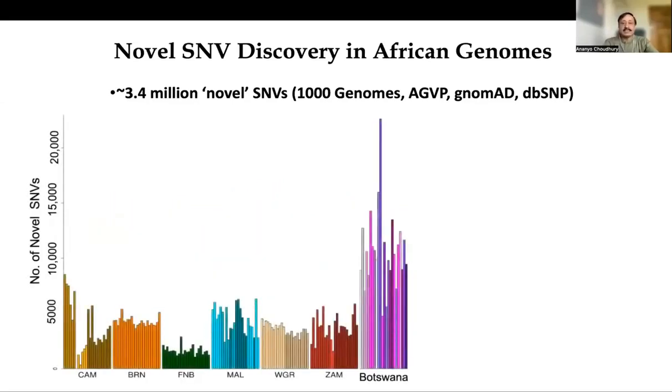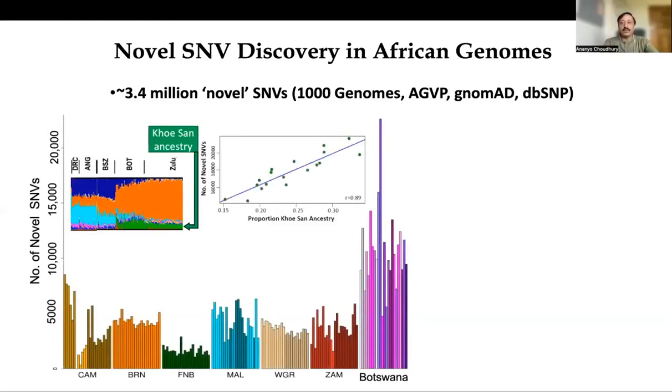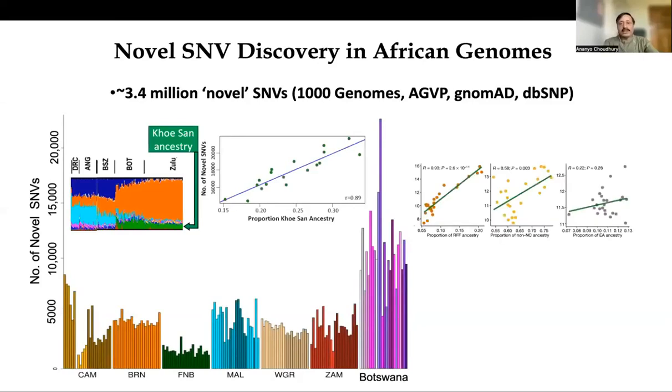And Southern African admixture plots show Botswana to have significant Khoisan ancestry, which is shown in the green component. And we also found a strong correlation between the proportion of Khoisan ancestry and the number of novel variants detected in an individual. We would also find examples of such correlations for other ancestries, but I'm not going there.